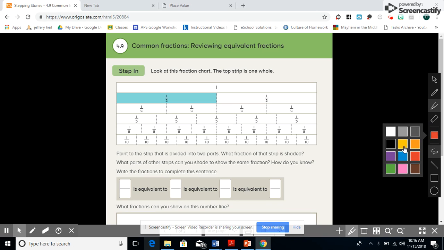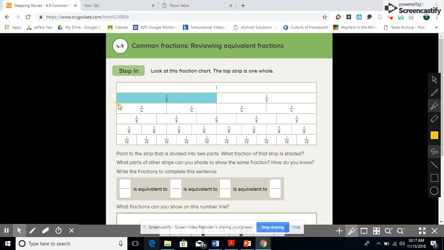This is a really easy way to see equivalent fractions. Before I highlight this, I just want us to think about what the word equivalent means. Equivalent is a synonym for equal. They are even, they are equal to each other. So when we say equivalent, it means the same. They are equal to each other.